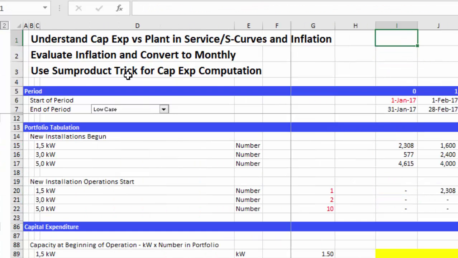And once we have all of our amounts of energy and amounts of capacity, then we've got to put some money associated with them.